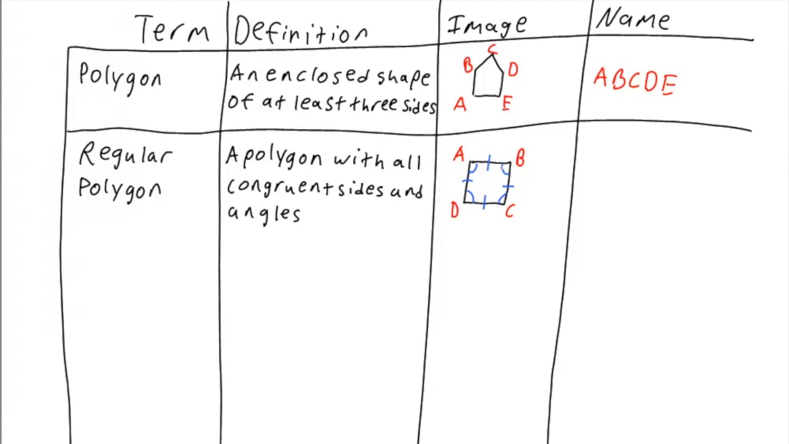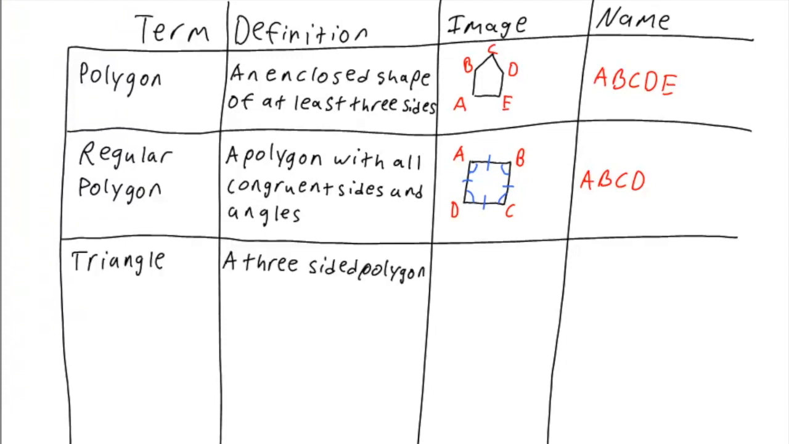Notice I've marked all the congruent sides. These marks show that all the sides are congruent, and these angle marks show that the angles are also all congruent. So that's what's special about a regular polygon. The name, though, is still just letters just like any other polygon. You can say regular polygon ABCD, but all you need is just the 4 letters in this case, in clockwise order. Next is a triangle, a 3-sided polygon.